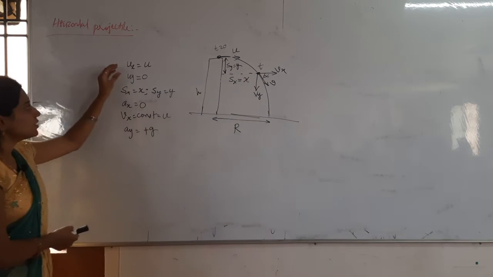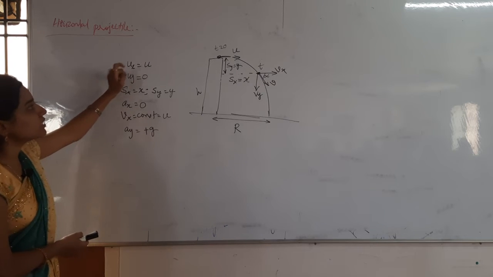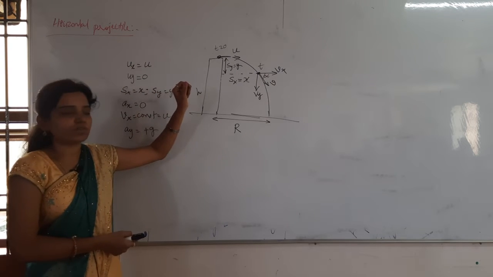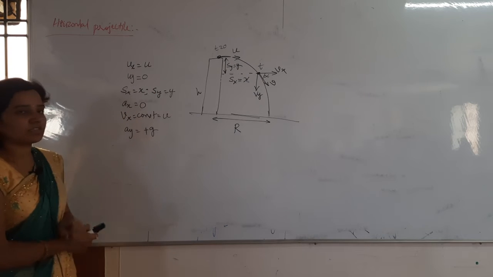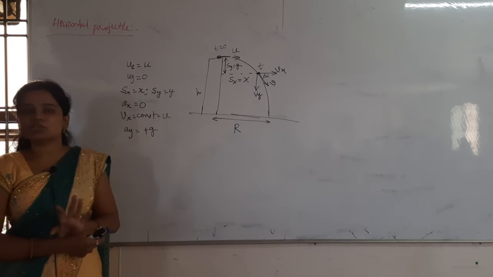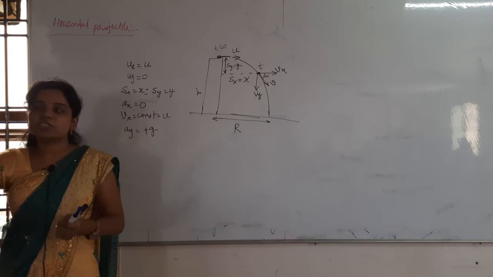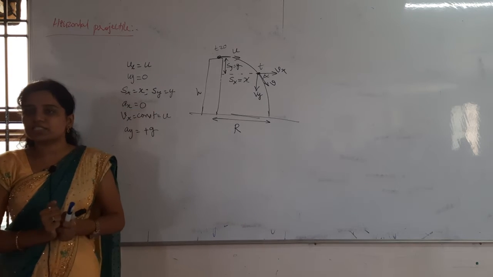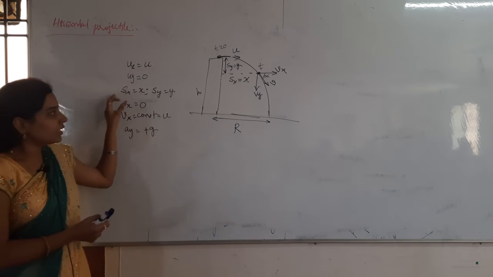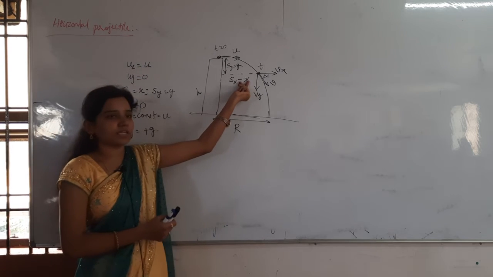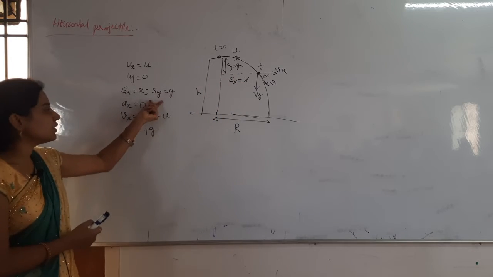Now here if you see all the components, u is there along which axis? X axis only. So ux is equal to u, and uy is equal to how much? 0. Vertically there is no velocity. Why? Because I am projecting only along which direction? X direction. So ux is equal to u, uy is equal to 0. Then sx is equal to how much displacement? I said x, and then sy is equal to how much?